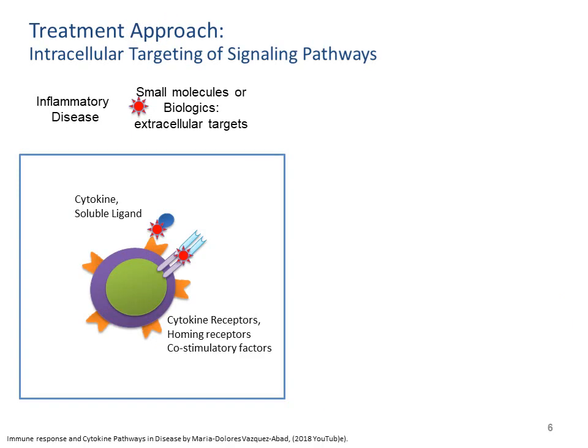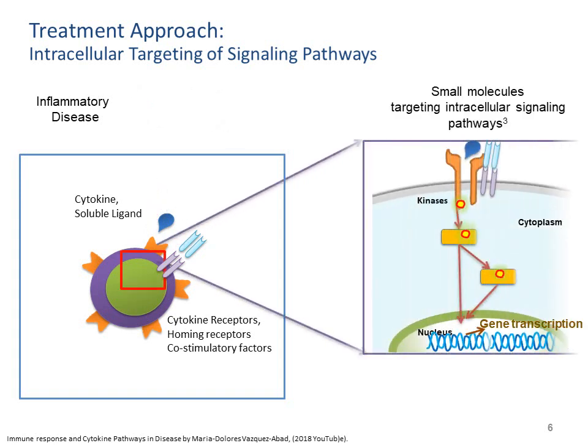So the binding of cytokines or the engagement of homing or co-stimulatory factors will produce an internal signaling, and blocking that particular interaction extracellularly has been well received and well characterized using biologics. But there's another way that we can also block that signaling.